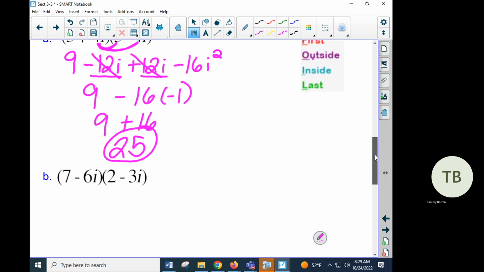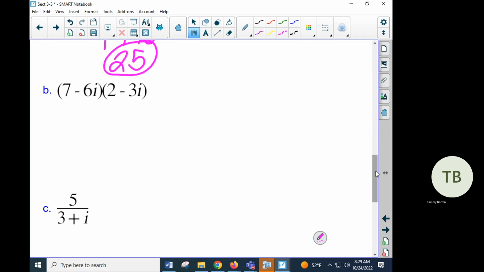Now, if you look at this one, these two are not the same, and they're not off just by a sign. So that means your middle terms are not going to cross out. So first would be multiplying those two. 7 times 2 is 14. 7 times negative 3i is negative 21i.